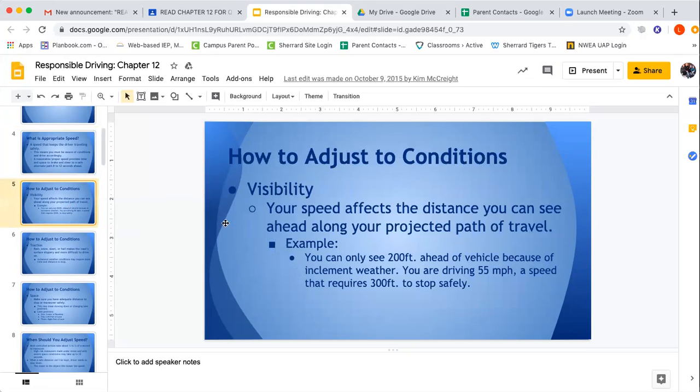How to adjust to conditions. The first is visibility. Your speed affects the distance you can see ahead along your projected path. And she put an example in here. If you can only see 200 feet ahead of the vehicle because of inclement weather, which could be like fog or snow or whatever, and you are driving 55 miles per hour, a speed that requires 300 feet to stop safely. So obviously, if your visibility is not good, you need to slow down in order to give yourself enough time to stop if you need.